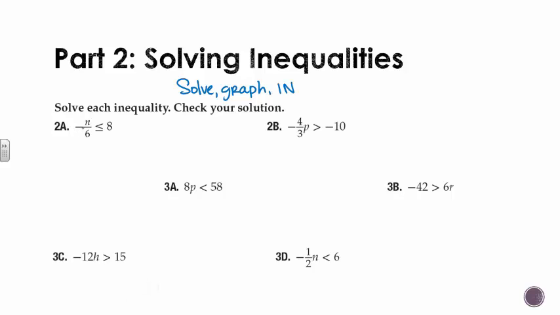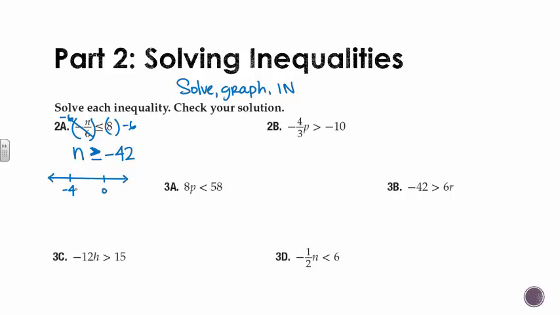So this first one, I have a negative and a 6 hanging out. So what I'm going to do is I'm going to multiply both sides by negative 6. That goes away. Remember, I multiplied by a negative number, so I'm going to change the sign around. So n is greater than or equal to negative 48. And then we can solve. It should be 42. And then we can graph it.